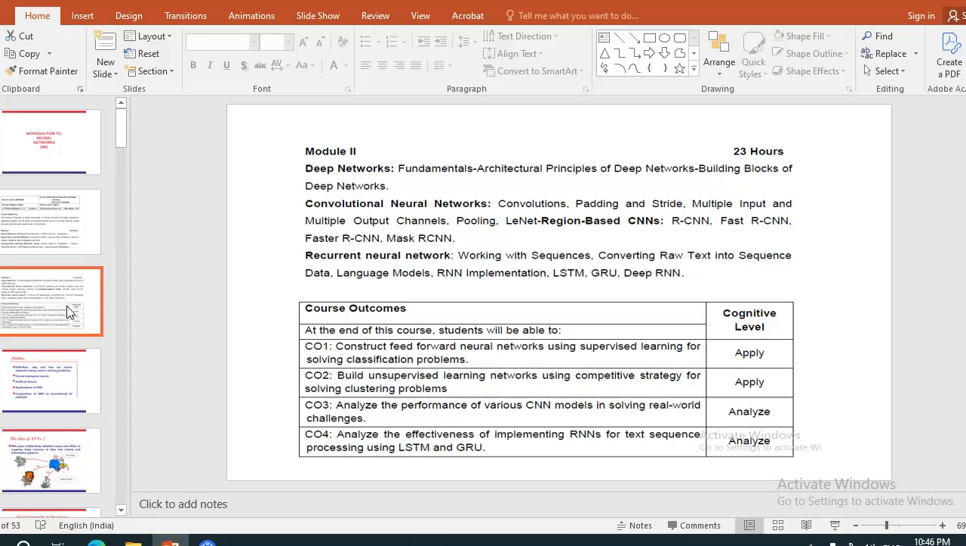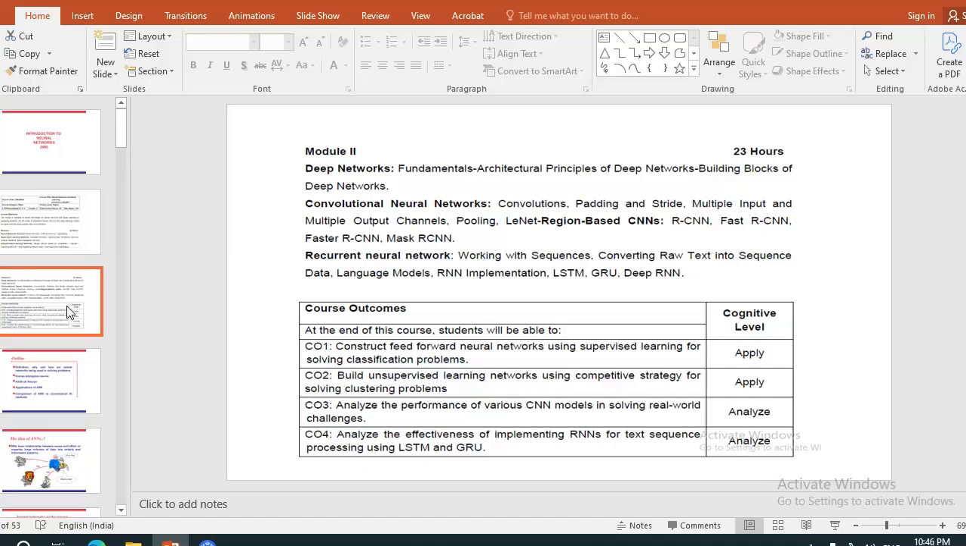So it has a memory. That means we have inputs, outputs, and hidden layer functions. Apart from that, to analyze the previous data, we have some additional memory. That is called a recurrent neural network. Here we are going to study working with sequences, converting raw text into sequence data, different types of language models, RNN implementation, LSTM, GRU and deep RNN. LSTM indicates long short-term memory, GRU means gated recurrent units, and finally deep RNN. All this comes under recurrent neural networks.